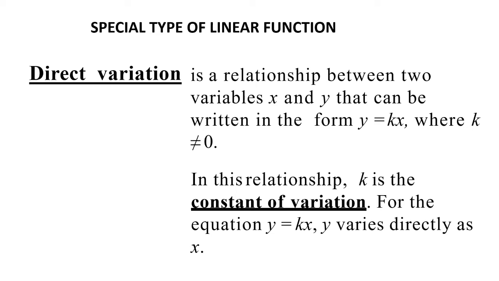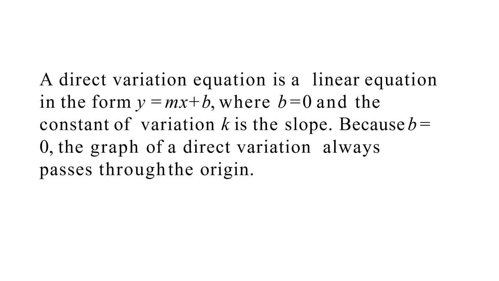Or, we can also read the equation y equals kx as y is directly proportional to x. A direct variation is a linear equation in the form y equals mx plus b, where b equals 0, and the constant of variation k is the slope. Because b equals 0, the graph of a direct variation always passes through the origin.